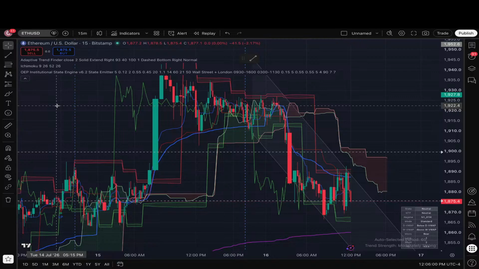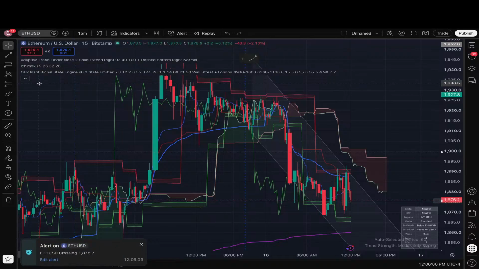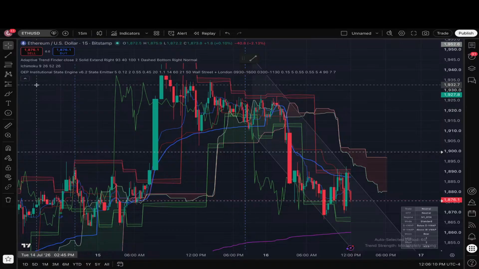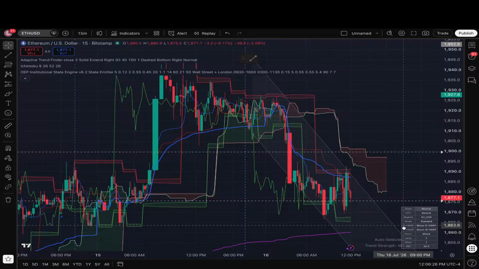Let's go over it again really briefly. We're using the adaptive trend finder, we're using the Ichimoku cloud, and we're using our proprietary optimal entry point institutional state engine version 6.2 state emitter, which gives us this table down here, and it compiles a ton of data, a ton of indicators, and it tells us the state, the high time frame, the regime that we're in, the time of day or market time of day, Asian, London, New York, Wall Street, etc. It tells you the value per day of the asset. It tells you the weekly value of the asset.